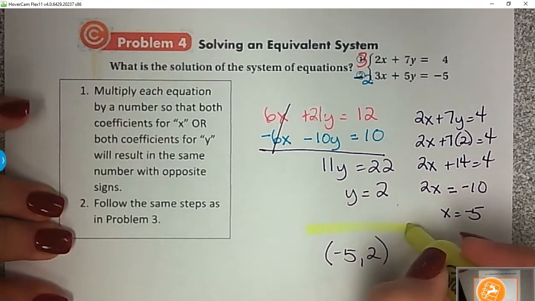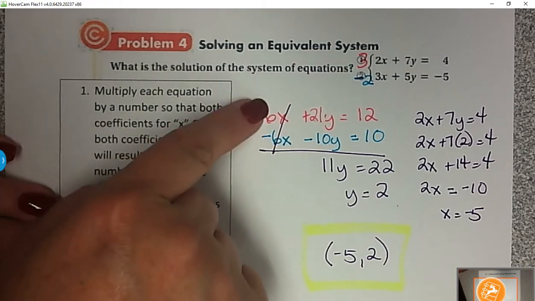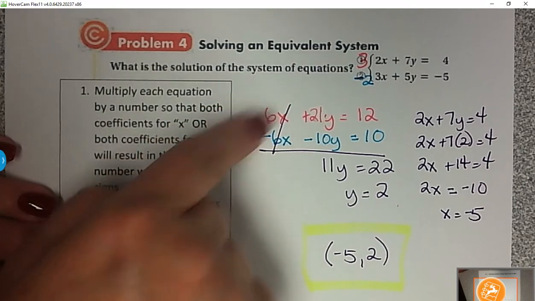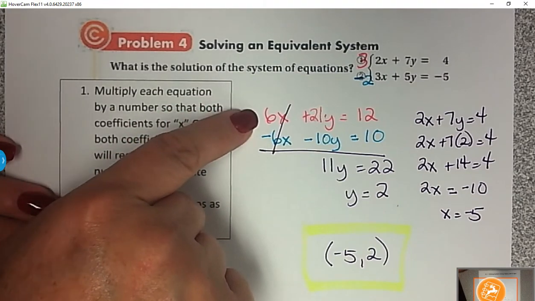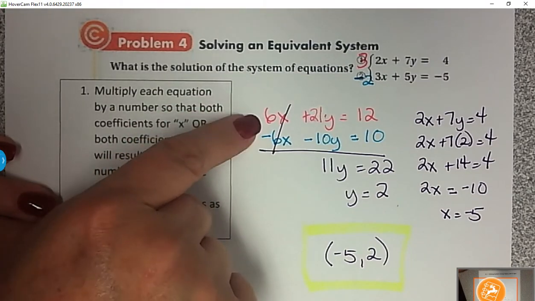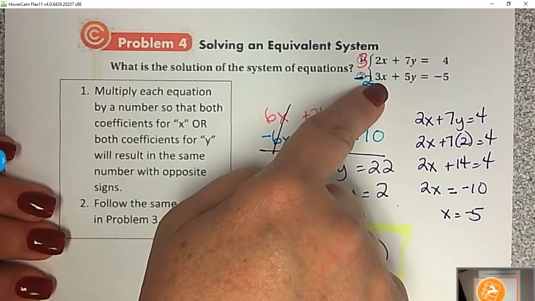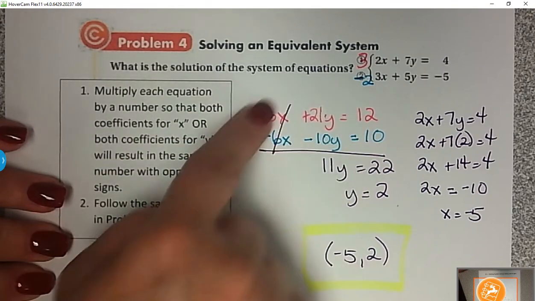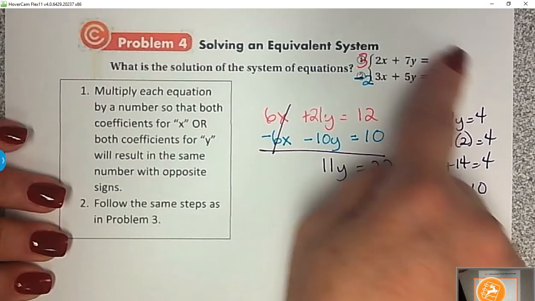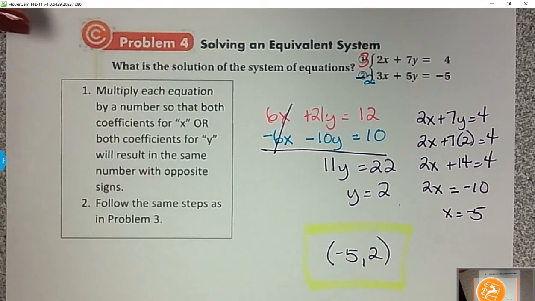So all we had to do different for this problem was we had to get an equivalent system. So I had to make this equation, multiply it by something to get this one, positive 6, and multiply this equation by something so that I end up with a negative 6. So this whole system right here is equivalent to this one. I just had to pick numbers so that I could get things to cancel.